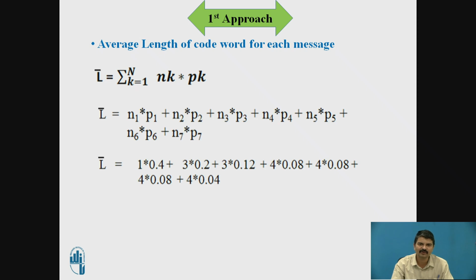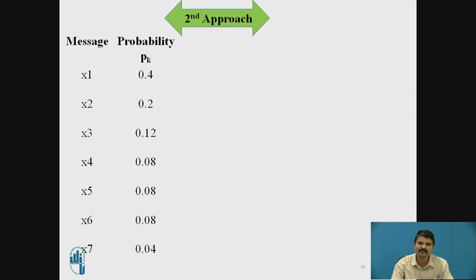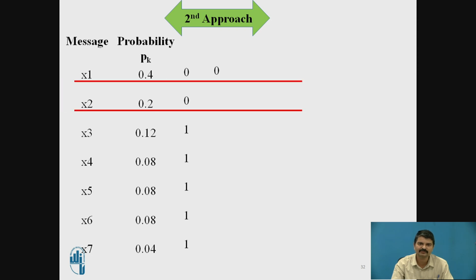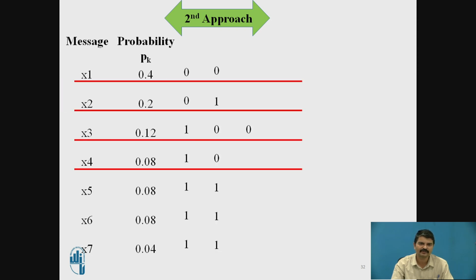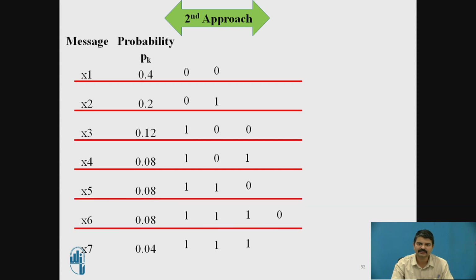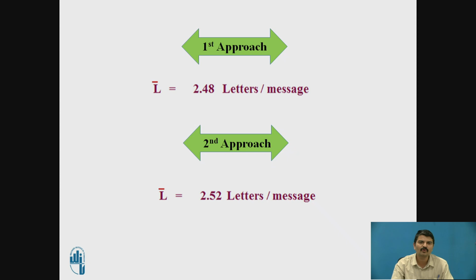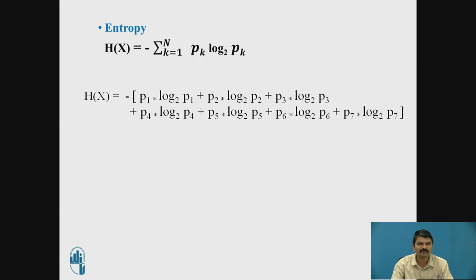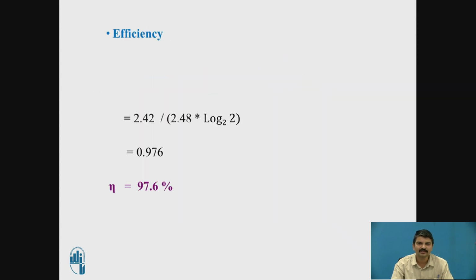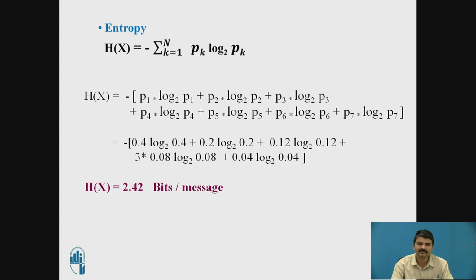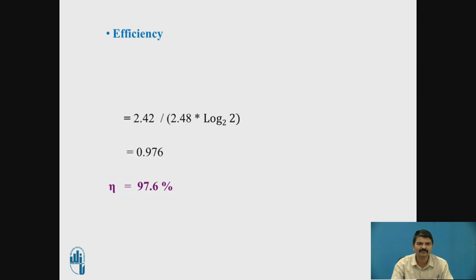So here also the same formula applies. The average code word length is 2.48, and when I consider the second approach, you will get the code word length as 2.5. This means whenever the approach changes, you get 2.48 and 2.5. See the entropy also, entropy and efficiency: in the first case 2.42, and the efficiency is 97.6%.